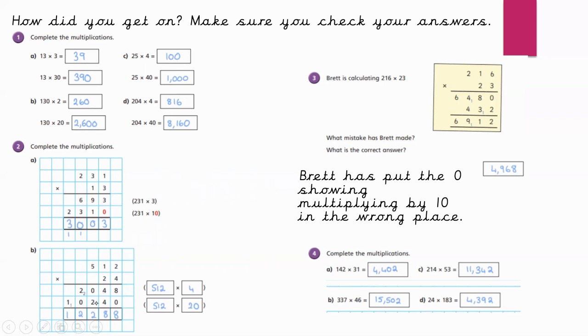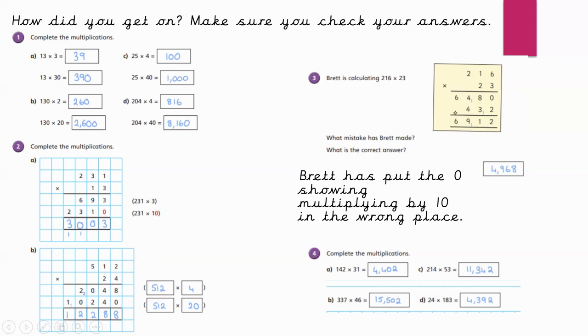The stage right here is adding them together, but it's also asking you what they did. And we just remember that we times the top number, whatever that is, by the partitioned bottom number, 4 first, then 20. And that helps us answer this. Going up here, we've got the calculation, which is 216 times 23, which I put in there. What's the mistake he made? There is a big problem here, more than likely, because something isn't right. And what's the right answer?